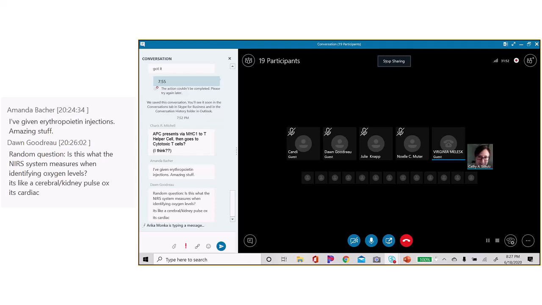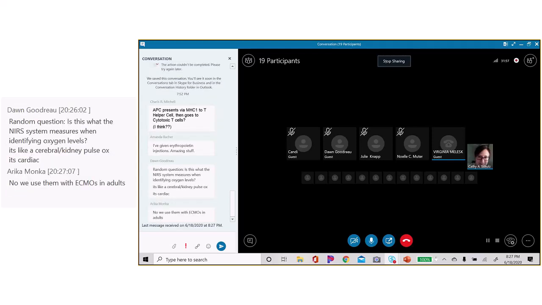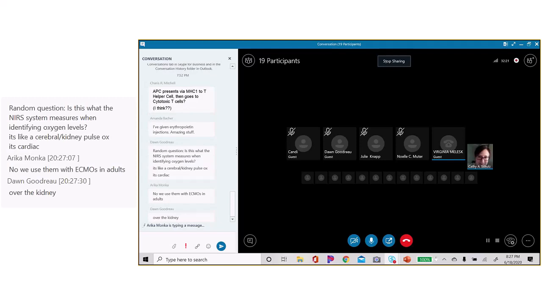Cerebral kidney pulse ox. No, we use them with ECMOs in adults. Oh, so it must be measuring oxygen concentration. I will have to look more into that. Where do you put them? I'm assuming this is different than the regular pulse ox that you put on the finger or the ear, where you're sending ultraviolet light through over the kidney. That is cool.